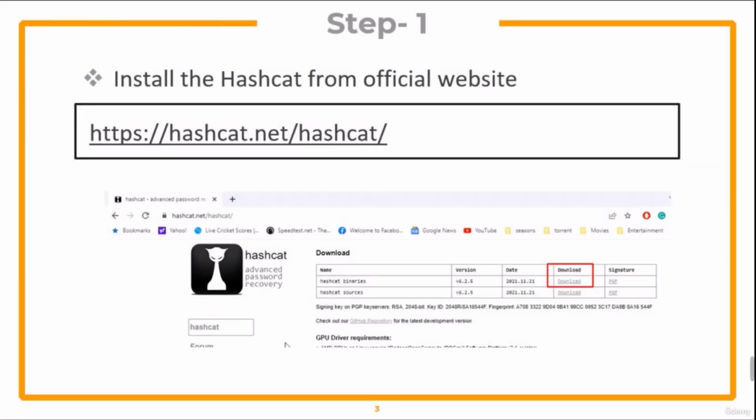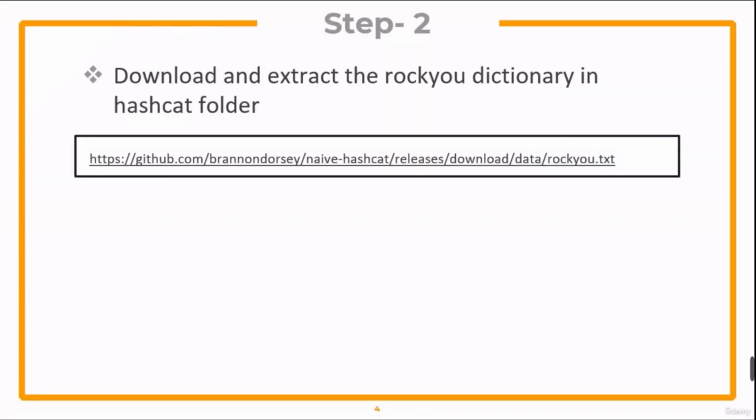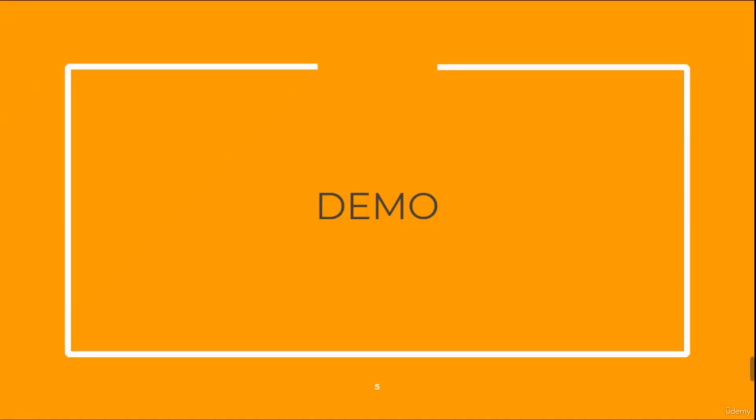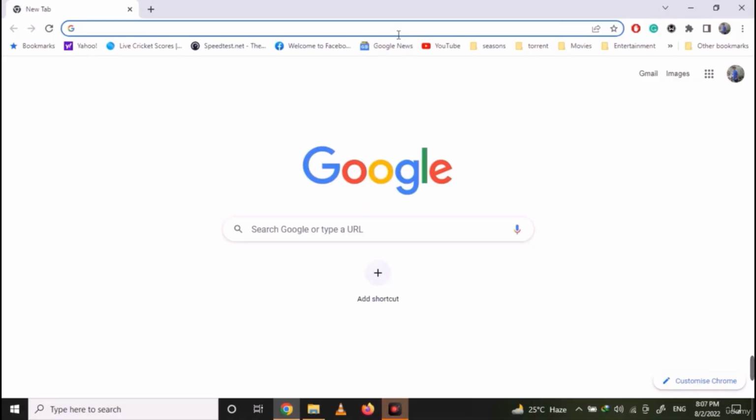Now the first step is to install Hashcat from the official website. You can go to the website and download the binaries. Now download and extract the rockyou dictionary in the Hashcat folder. Just paste the link in the browser and the rockyou dictionary will automatically be downloaded. Now let's move over to the actual demonstration.